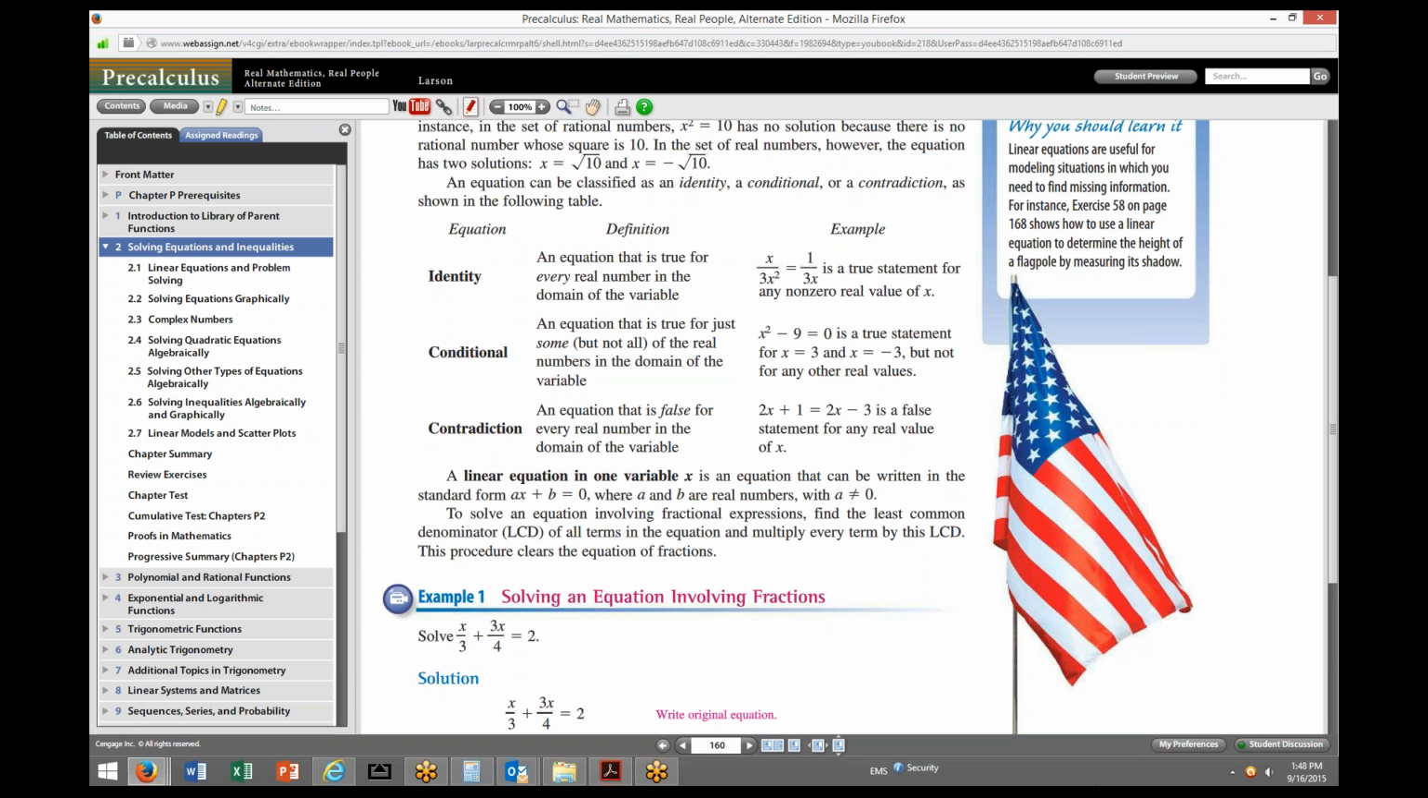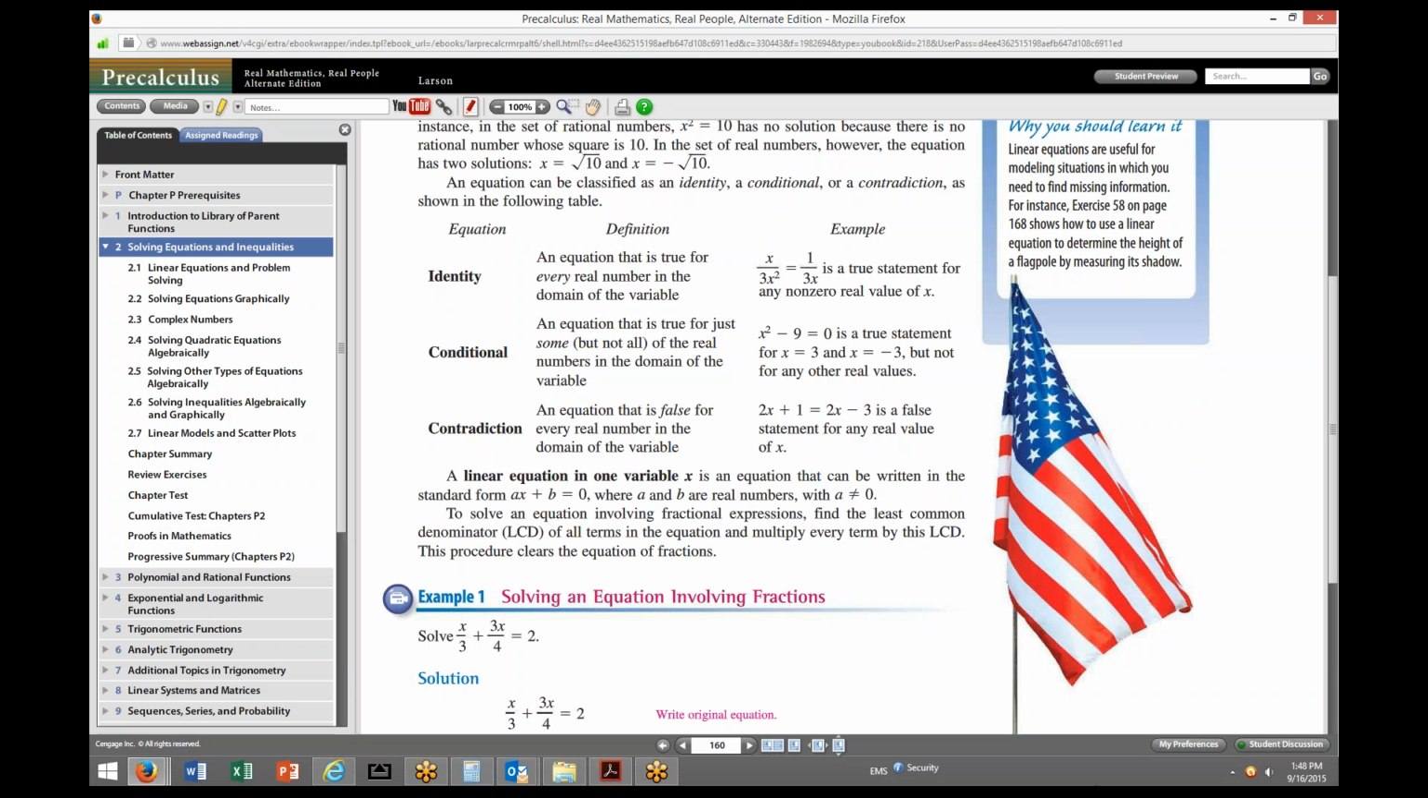Whether x is 0, x is a negative number, x is a positive number, it can be a whole number, a decimal, an irrational number, anything. Whatever x happens to be, the equation 2x plus 2x equals 4x is obviously going to be true for every value of x. So that's an example of an identity equation. The contradiction equation is one that no matter what value you put in for x, the equation is still going to be false.